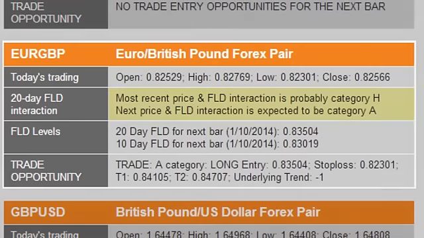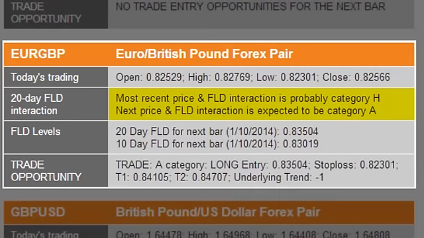Now, in the information for the Euro to British Pound forex pair for today, you will see that the most recent interaction between price and the FLD is a category H, and therefore the next interaction is expected to be a category A. We are then provided with the FLD levels, which are simply the levels of that FLD line for the next bar, and finally, most importantly, the trading opportunity. Here you can see the trading opportunity is an A category long trade.